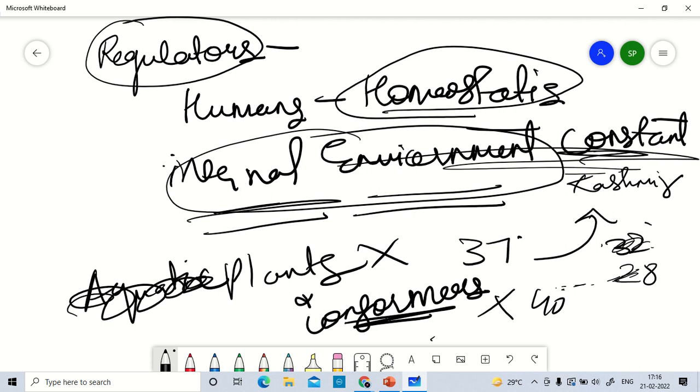During the course of evolution, the cost and benefit of maintaining a constant internal environment has been taken into consideration. The size and everything together, the cost and benefit has been seen on whether internal environment homeostasis can be done or not, whether they can be regulators or not. Some have been able to regulate their internal environment over a limited range of environmental conditions. But most of them are simply conformers.